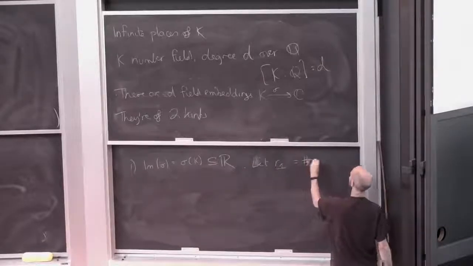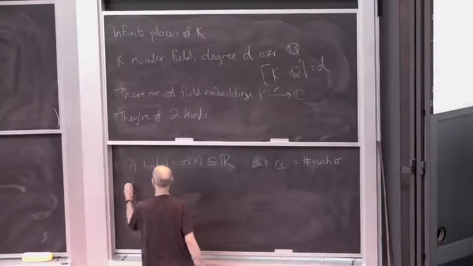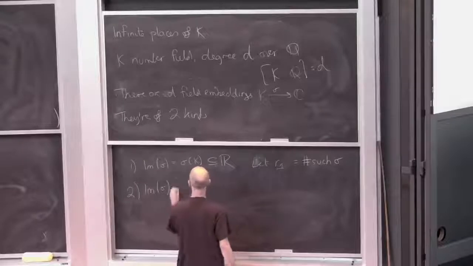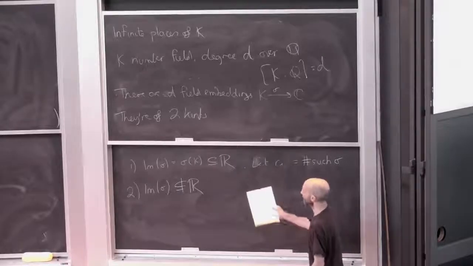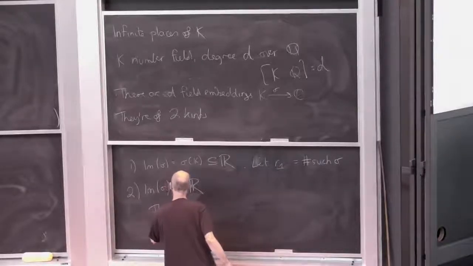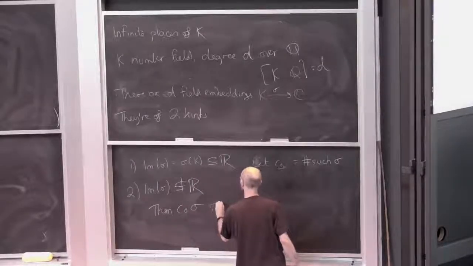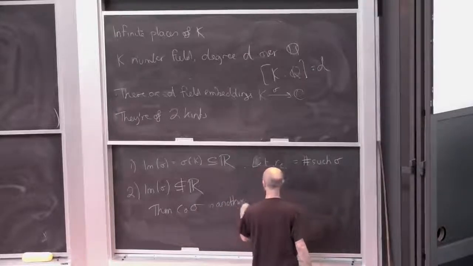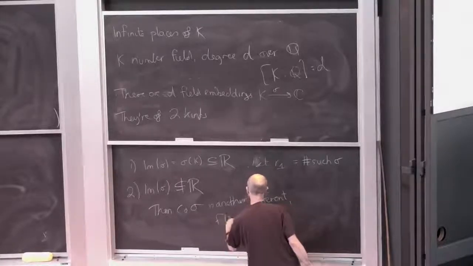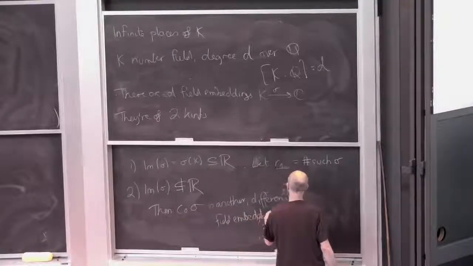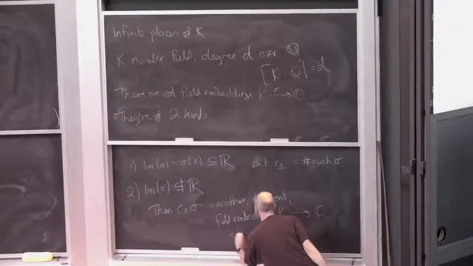Let R1 be the number of such sigma. Okay, and then the second kind is that the image of sigma doesn't live in R. And in that case, C composed with sigma is another, different field embedding from K to the complexes, right? So here C is complex conjugation.